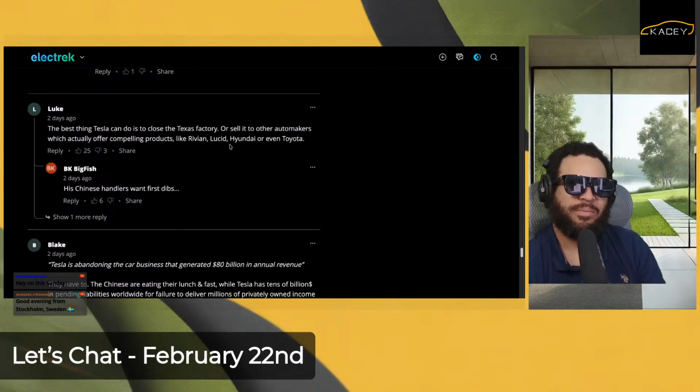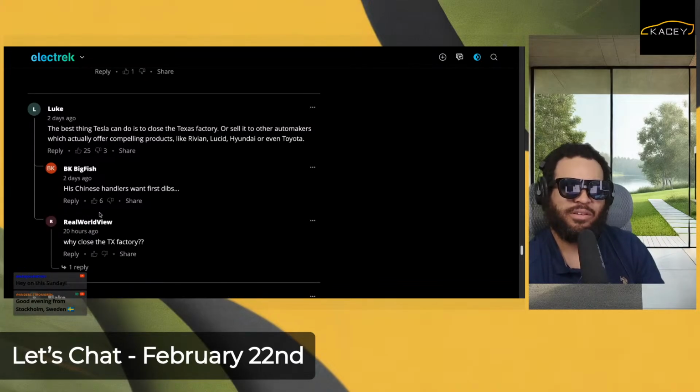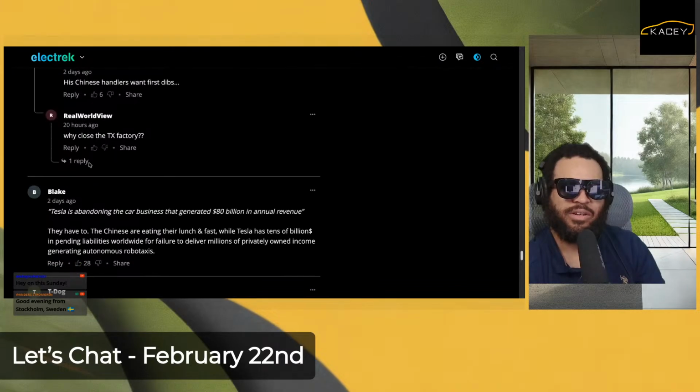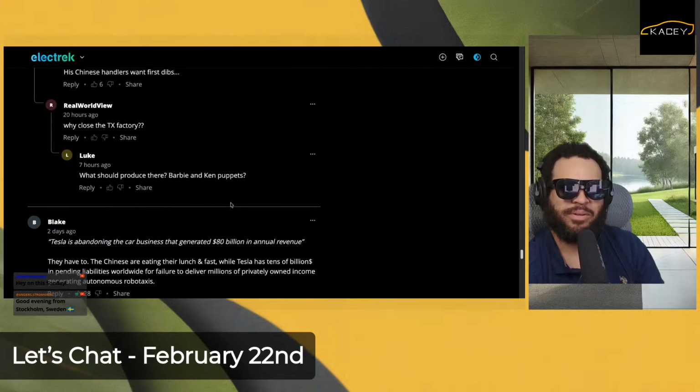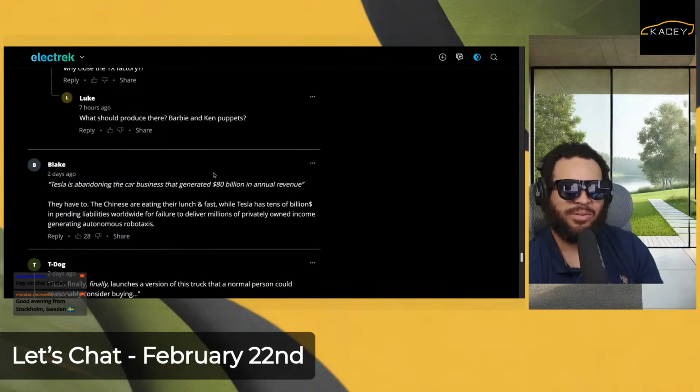The best thing Tesla can do is close the Texas factory, sell it to automakers. Why? And who could use it? They'd have to rejigger everything, but automakers which actually offer compelling products like Rivian, Lucid, Hyundai, or even Toyota. These Chinese handlers want tips first. Why close the Texas factory? What should they produce there? Barbie and Ken puppets? The rest of the Model Ys that they can't make?